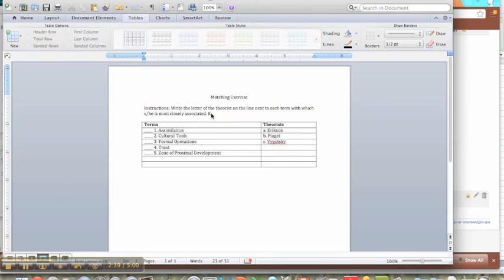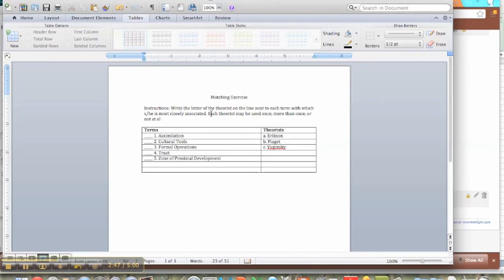But what I'm going to say here is each theorist may be used once, more than once, or not at all. And I know you hated questions like this as students, but the point of them is that, again, we get to see which students really do know the content and which ones are guessing at this point because they can't just eliminate. So we're telling them you can use each theorist one time, you can use each theorist more than one time, or maybe you won't even use one or more of the theorists. So that really completely eliminates that process of elimination.